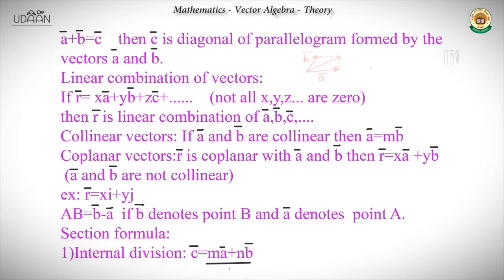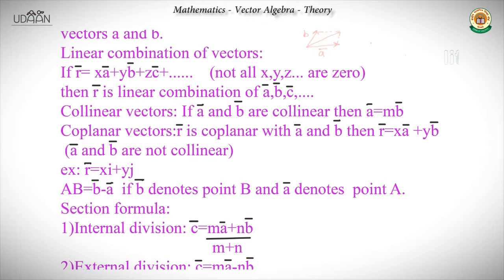Now, linear combination of vectors. If r bar is equal to x a bar plus y b bar plus z c bar and so forth, where all x, y, z are non-zero, then r bar is a linear combination of a bar, b bar and c bar. Now, the linearity condition for collinear vectors. If a bar and b bar are two collinear vectors, then a bar will turn out to be m times b bar.